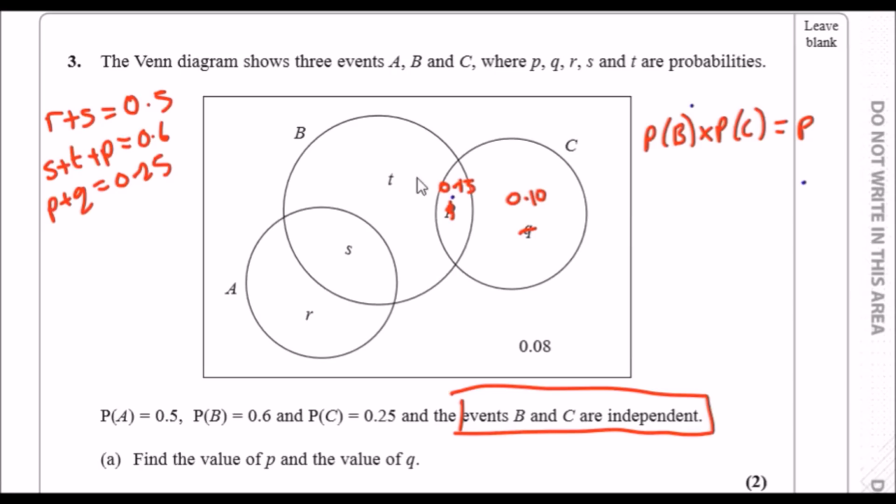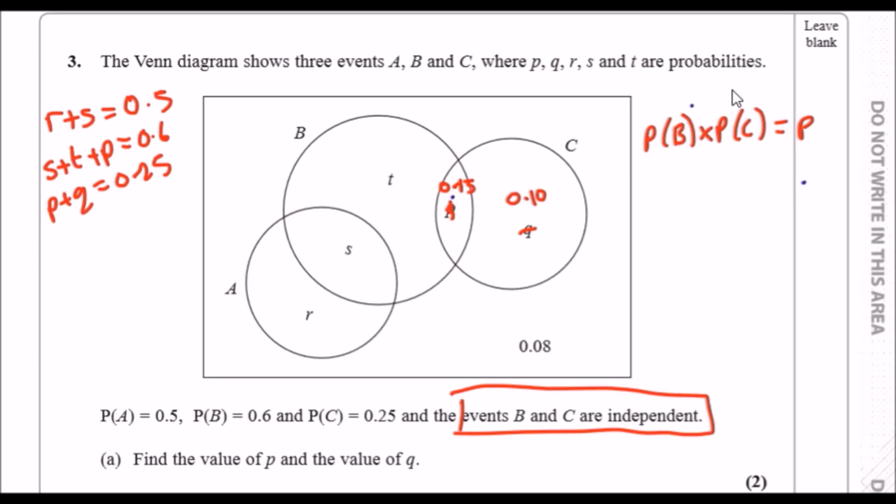Alright, so that's good. Let's try and find the rest of them. We also have the 0.08 here. So always make sure you know exactly what's outside the Venns. If there's 8% outside, that means all of this must equal 92, 0.92. So let's make that sum here.